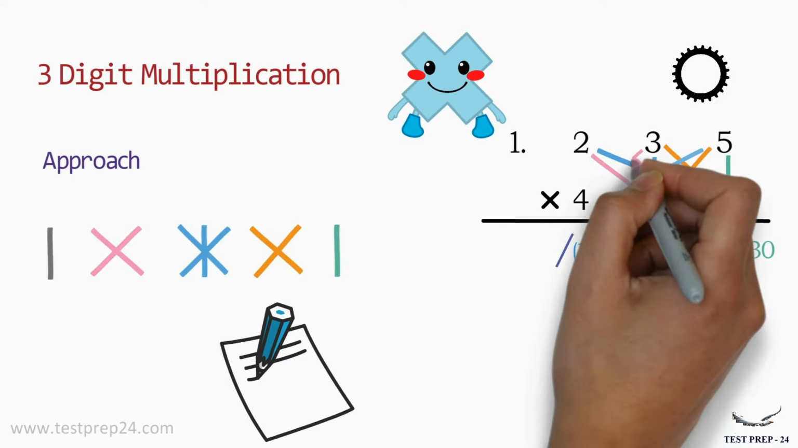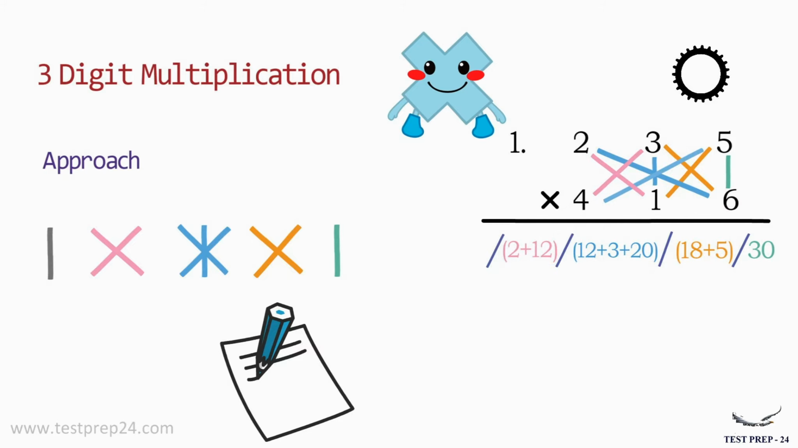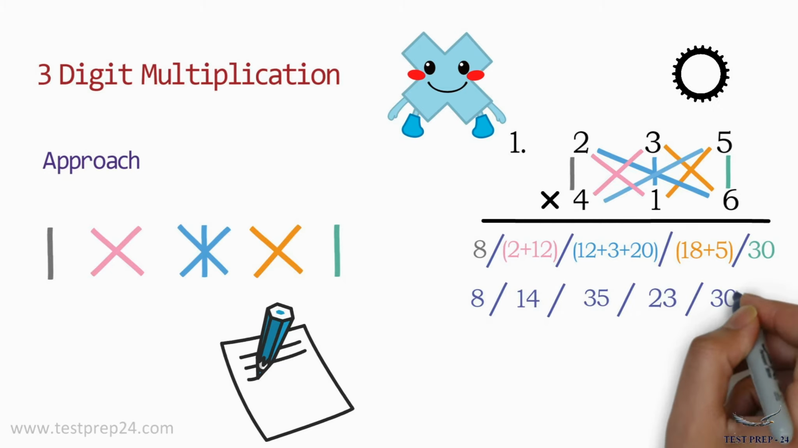So this will be your third part. And fourth part is 2 into 1 is 2 and 3 into 4 is 12. And the next part is 2 into 4. There is a straight line, so 2 into 4 is 8. So here you can add all these numbers in the separation. So it will be 8 slash 14 slash 35 slash 23 slash 30.